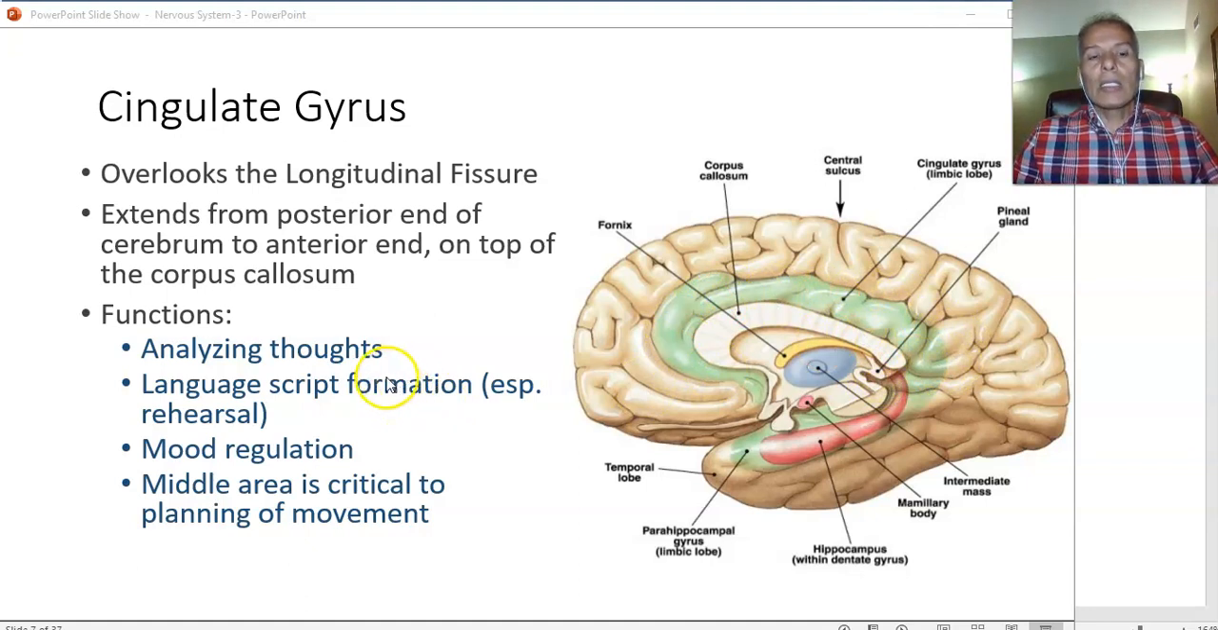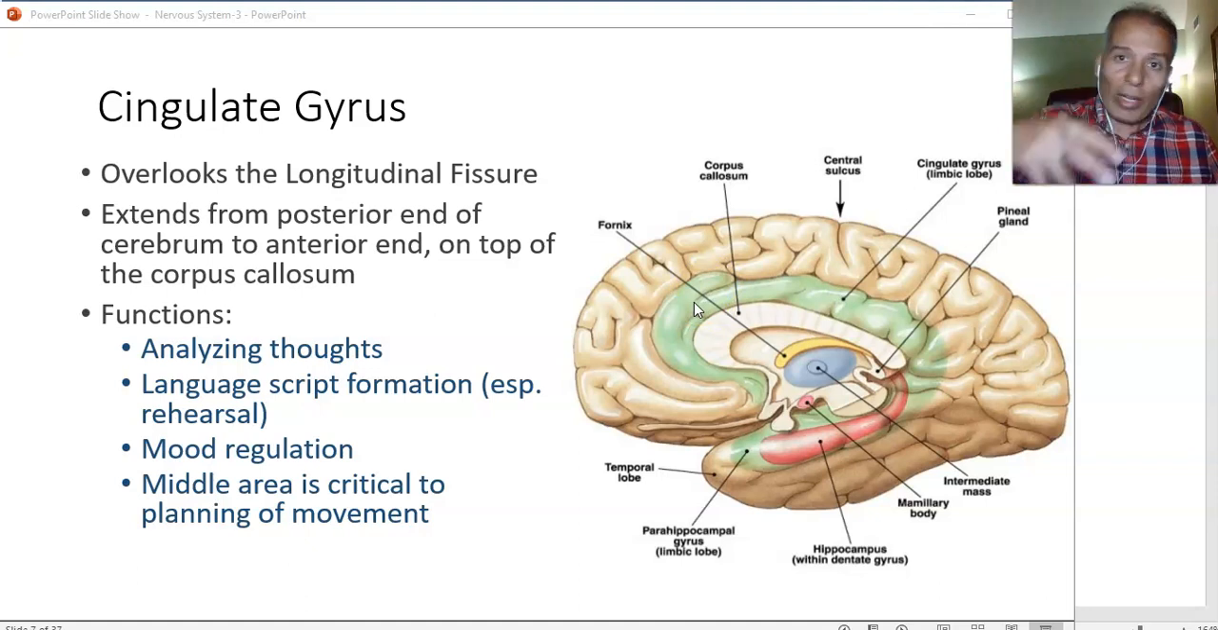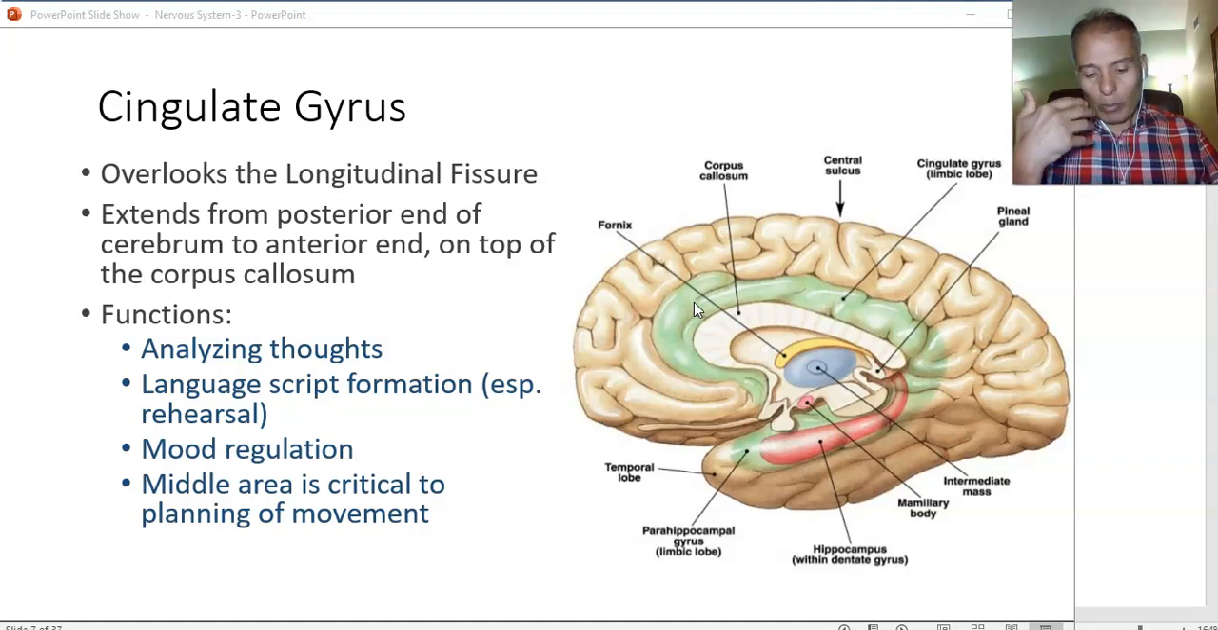It is specialized in many emotional functions, language functions, motor functions, and cognitive functions. The anterior segment of it is engaged in analyzing thoughts, in enabling us or helping with other areas to generate a language script. So when I am speaking now, I am not thinking about every letter I'm going to say, every sound, or every word, or every sentence.